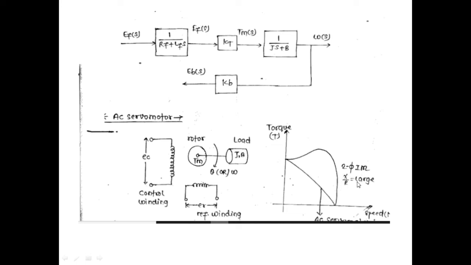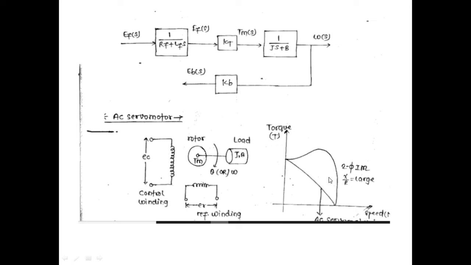Remember, not large, it is wrong. It should be a smaller value of X by R. Yes, this is having a larger value of X by R. This is having a smaller value of X by R.